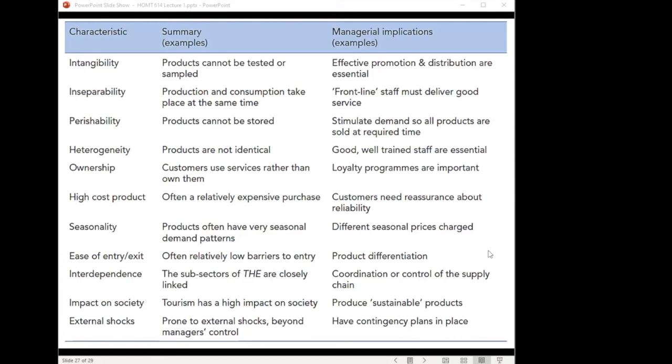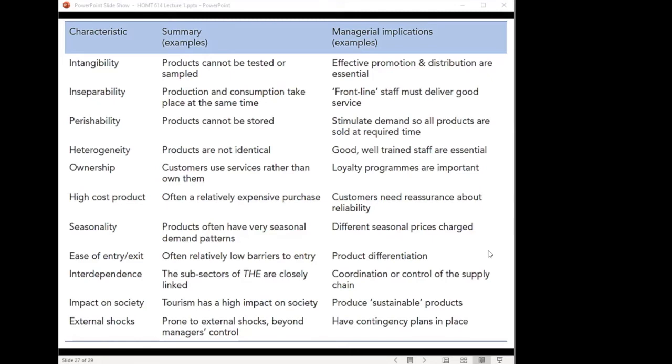So for instance, in terms of intangibility, the table talks about the fact that products cannot be tested or sampled. And we mentioned that, for instance, if you are booking a hotel, you can only go off of the pictures you see on the hotel's website or the video that they have posted in their marketing, right? So the managerial implication here is that managers must make sure that their promotion and distribution is expertly done to be able to capture the essence of the premises or whatever product it is they are selling, such that the customer will be able to experience exactly what they were promised once they finally make it to the place.